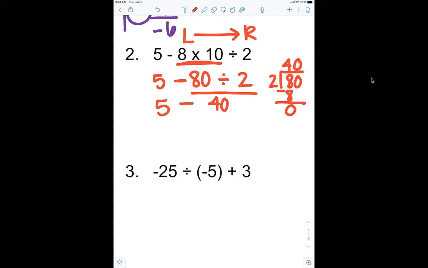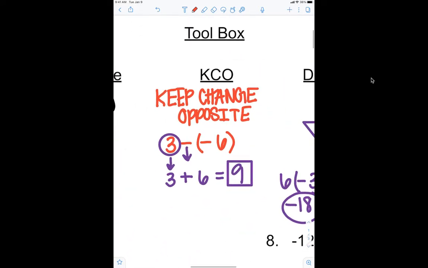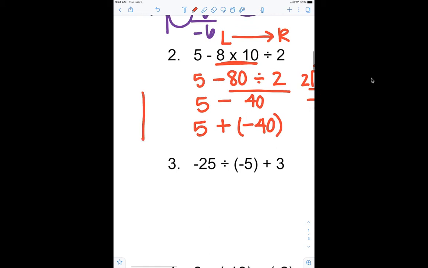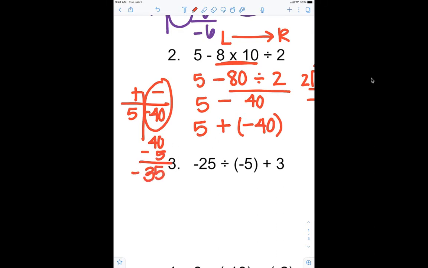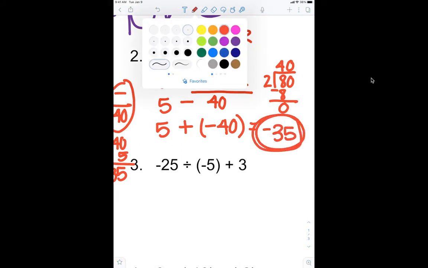And then I've got 5 minus 40. So this is where we have to use our tool, KCO. Keep, change, opposite. So I'm going to keep my first number, change my minus to a plus. Opposite of positive 40 is negative 40. Okay? Then I have my team positive versus team negative. So I've got positive 5, negative 40. Obviously, 40 wins. They blew them out of the water. And I take my winner, subtract my loser, and I get 35. Team negative wins, so it's negative 35.